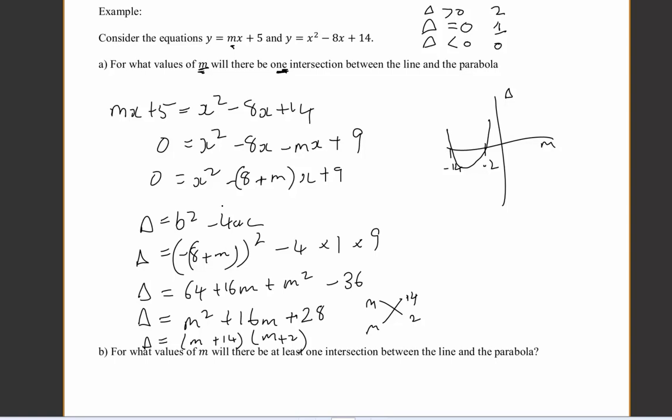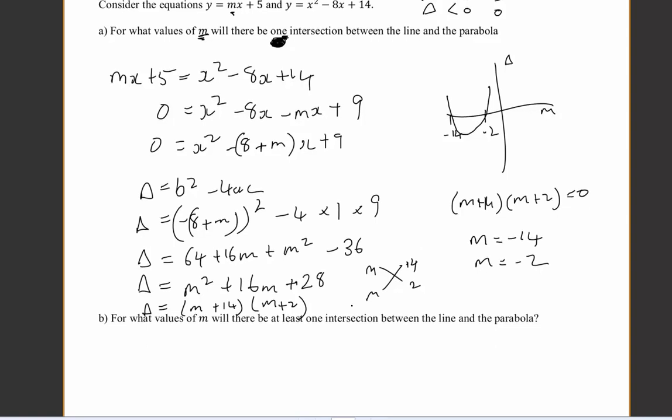Now what does this tell us? We want one intersection only. So that is when m plus 14, m plus 2 is equal to 0. Well, it's easy. m equals -14, m equals -2.